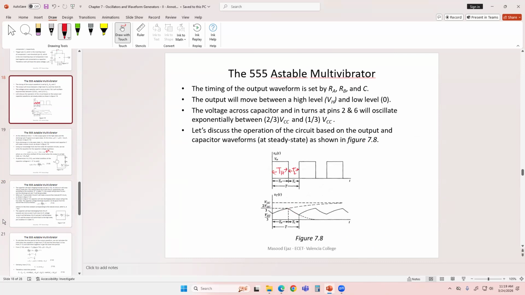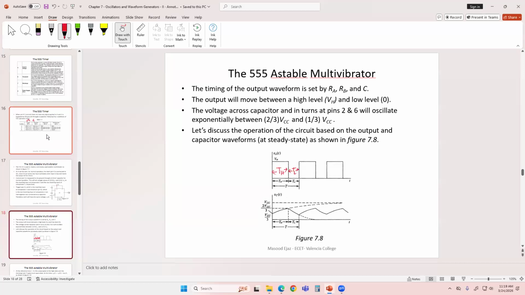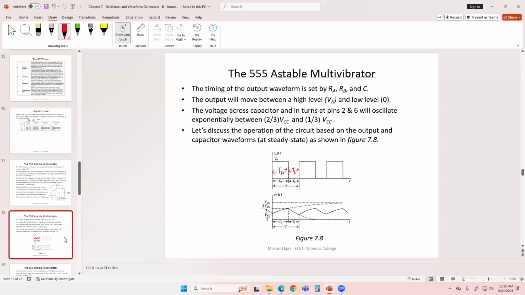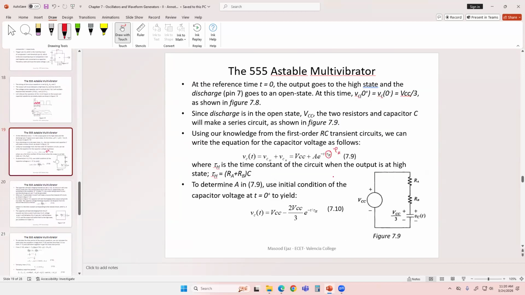And as it hits VCC by 3 and starts going down, condition A is going to be satisfied: pin number 2 is below VCC by 3, and likewise pin number 6 is below 2 VCC by 3. Because if it is below VCC by 3, then definitely it is below 2 VCC by 3 as well. And as soon as this condition is satisfied, output is going to go back to the highest state, discharge state will be open, and then condition D is going to be satisfied when it starts charging again. So this circuit.